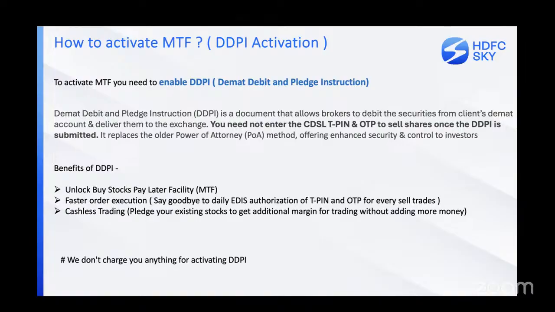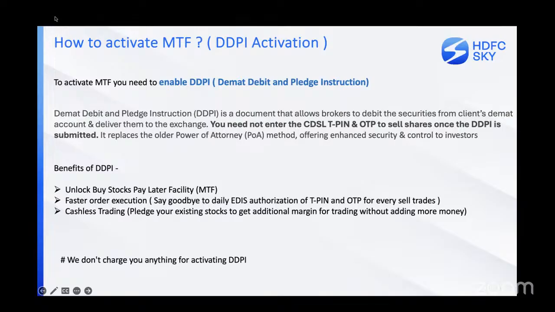Whenever you want to sell a stock which you have bought, you are asked to enter a TPIN and OTP to authorize your sell transaction. However, sometimes you don't have the TPIN handy, so you lose the opportunity. By enabling the DDPI, you can simply avoid this hassle.